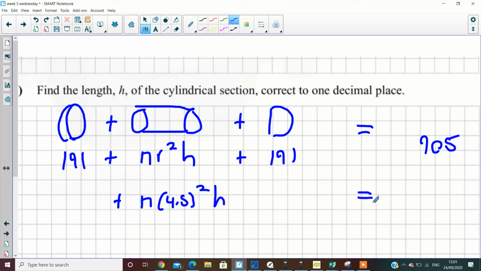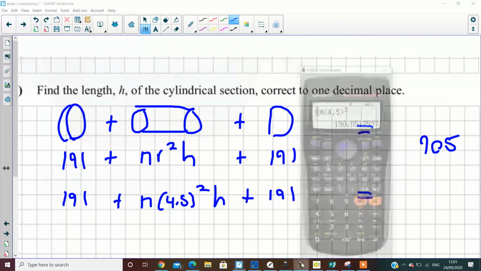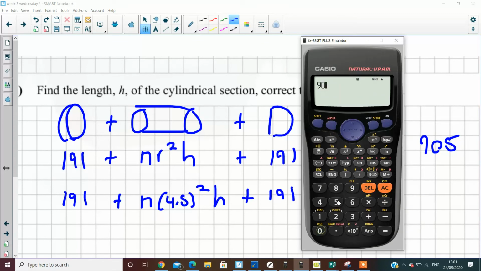In the previous question, it stated that the new tank is the same size as the old tank. So the two hemispheres plus the cylinder that makes up the new tank has to be the same size as the old tank, which is 905. You're ahead of me, James. Yes, that's exactly what we're going to do. So you get your 905 and you take away your 191s. Take away both 191s and you're going to be left with 523.